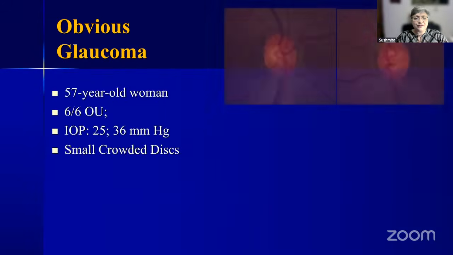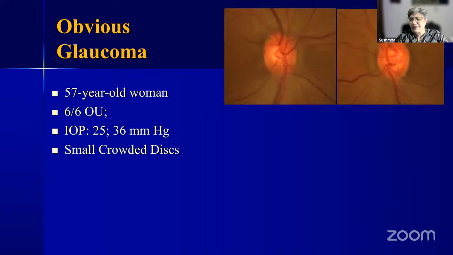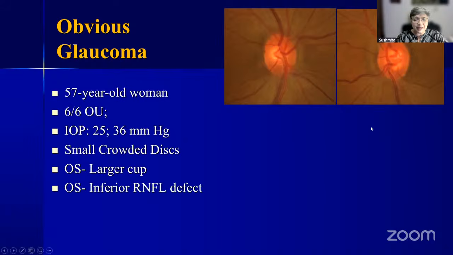Now look at this 57-year-old woman. This is a very, very favorite patient of mine because I keep showing this. So these are small discs and very, very easy to miss glaucoma. But if you see the disc and the cup to disc margin, you can see that the left eye is obviously bigger.